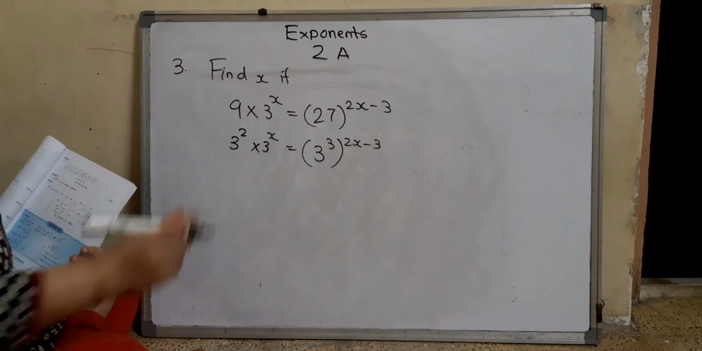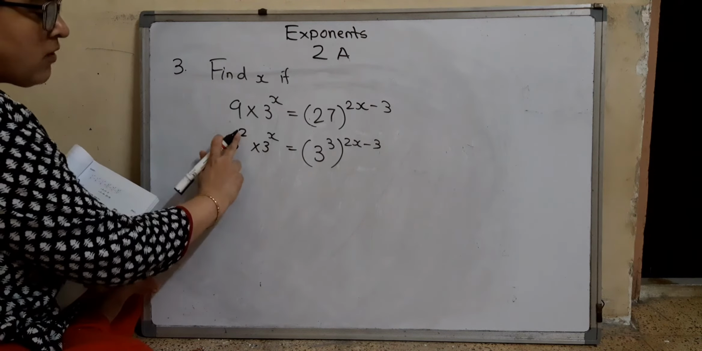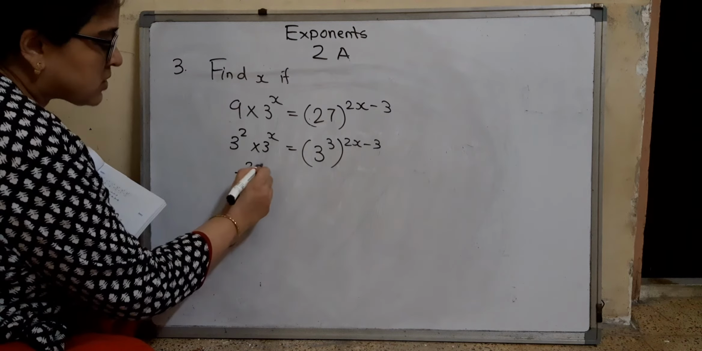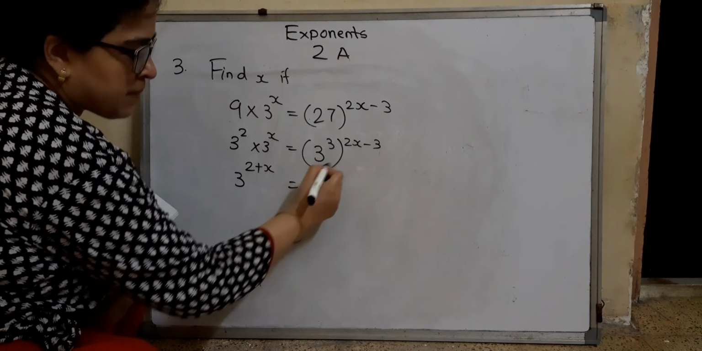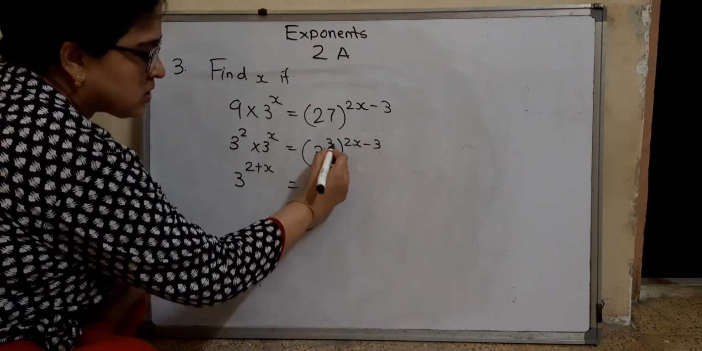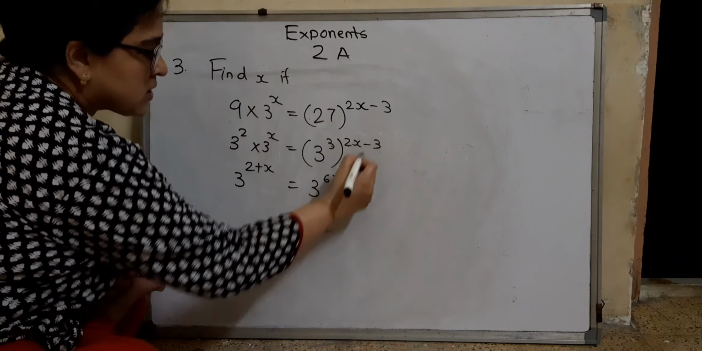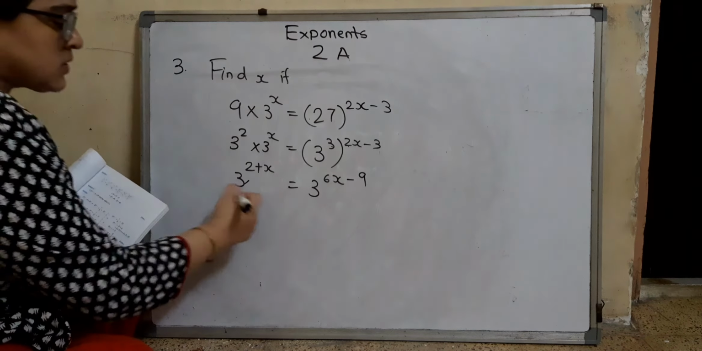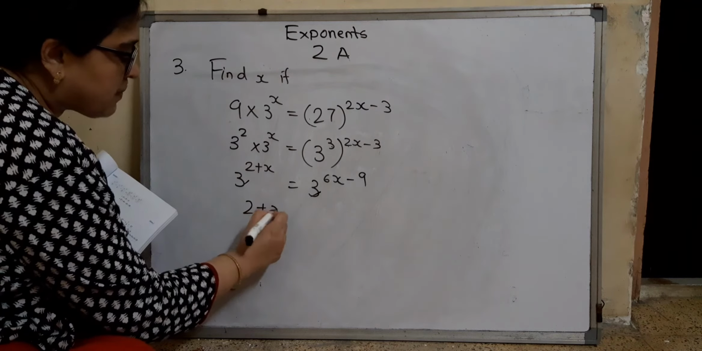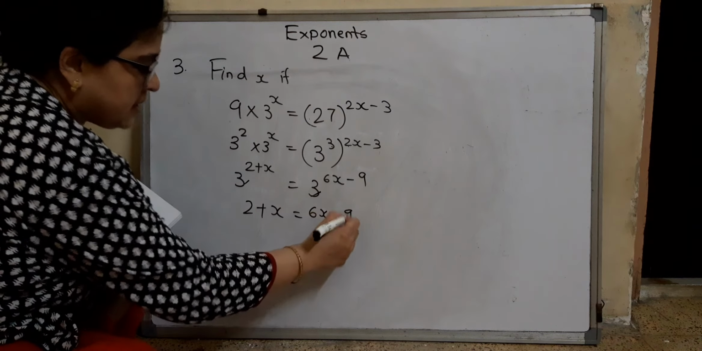Done? Now this is multiplication, so the powers will be added. So 3 raised to 2 plus x. And here there is a bracket, so there is multiplication of powers: 3 2s are 6x, 3 3s are 9. Right? Now these bases are equal, so the base is gone. So equalize: 2 plus x is equal to 6x minus 9.